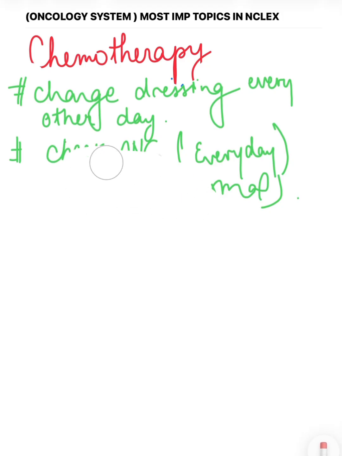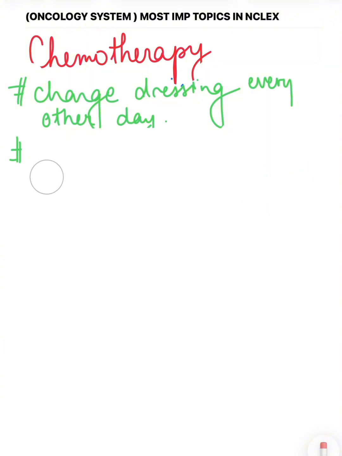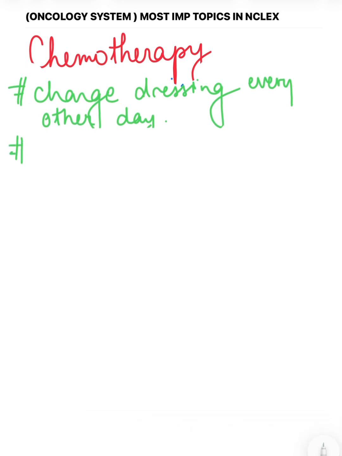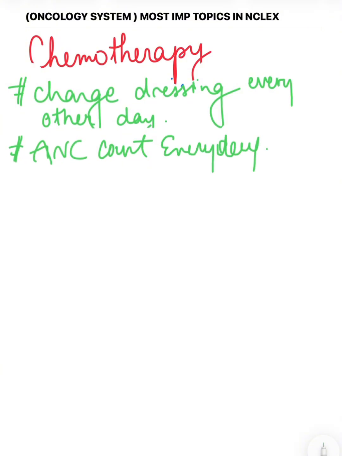Sorry, my cursor is not working, so I will repeat the previous one. We have to check the ANC count, the absolute neutrophil count, every day. More than 500 ANC count is normal.